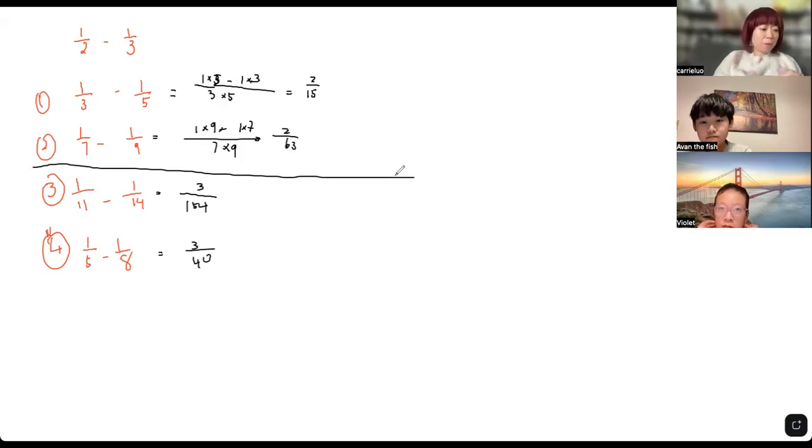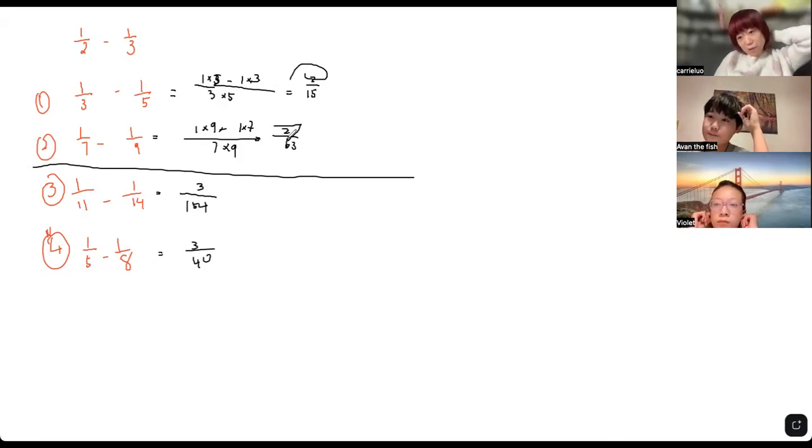Can you just find out the pattern? The first two, the answers both have 2 on top. The second ones, they both have 3 on top. Yeah, but why are some of them 2, some of them 3? Because the denominators for the first 2 questions have a difference of 2, and the denominators.